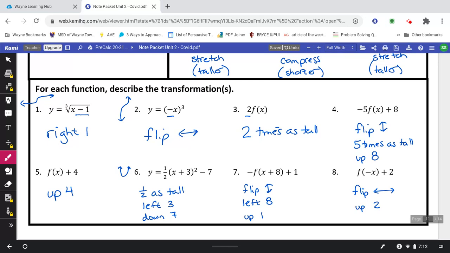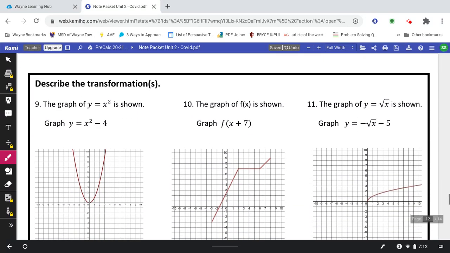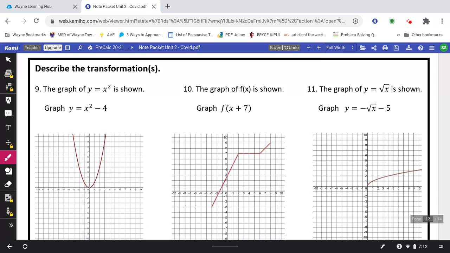Okay, on the back side, we're going to take some graphs and we're going to shift them around. So it says describe the transformation, and then we're going to go ahead and graph it. So on problem number 9, the graph of y equals x squared is shown. So they're telling us that this parabola right here represents the graph x squared. And then they want you to graph y equals x squared minus 4. The only thing that's different is the minus 4.